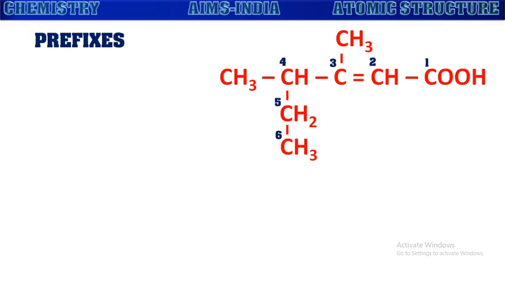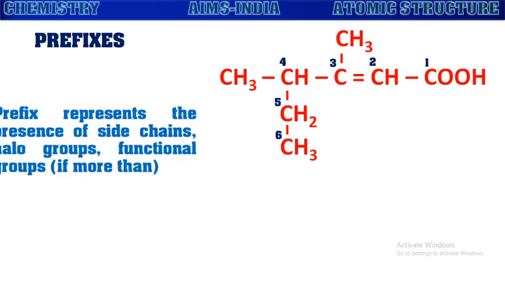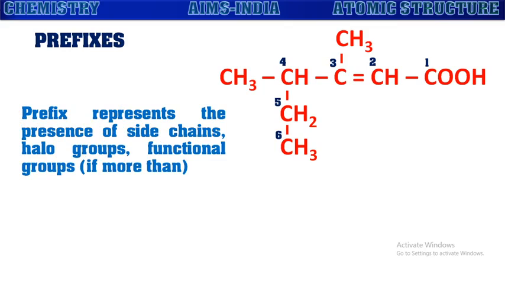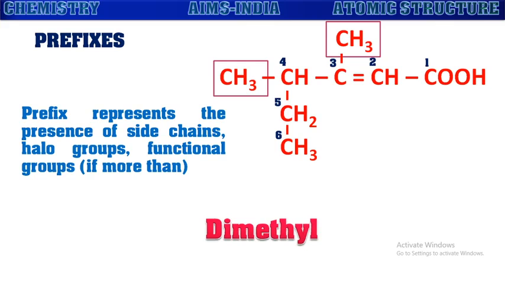Next, prefixes. Prefix represents the presence of any side chains or any halo groups, or if there exist more than one functional groups, the remaining functional groups will be taken as the prefixes and the main one will be taken as the secondary suffix. Now in this hydrocarbon there are 2 methyl groups as the side chains. Here are the 2 methyl groups. Now these 2 will be mentioned as the prefixes for this hydrocarbon. As there are the same kind of side chains, that will be mentioned as dimethyl. Two methyl groups are there, so we mention it as dimethyl.